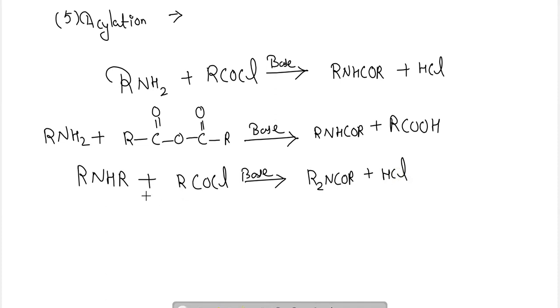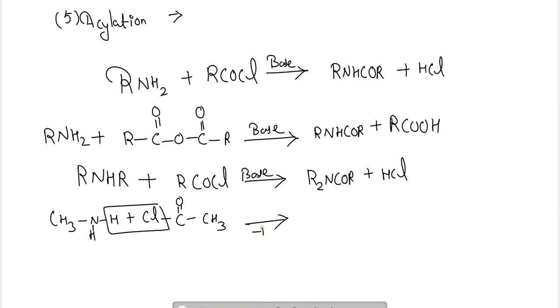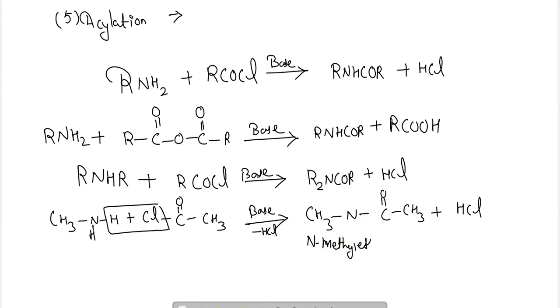So here, taking an example of CH3NH2 with acetyl chloride, the formation of HCl will take place and the left out compounds will attach with each other to form a substituted amide, that is N-methyl ethanamide.